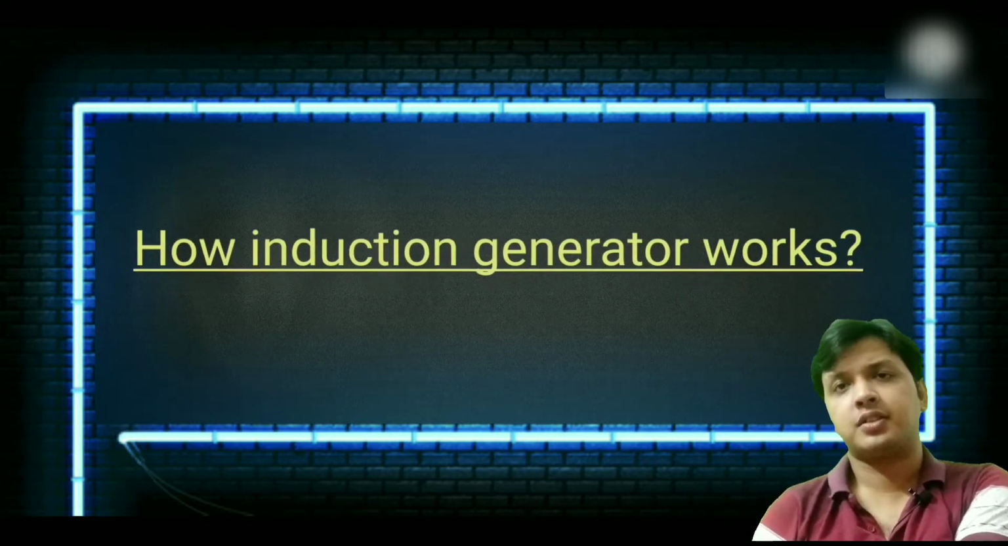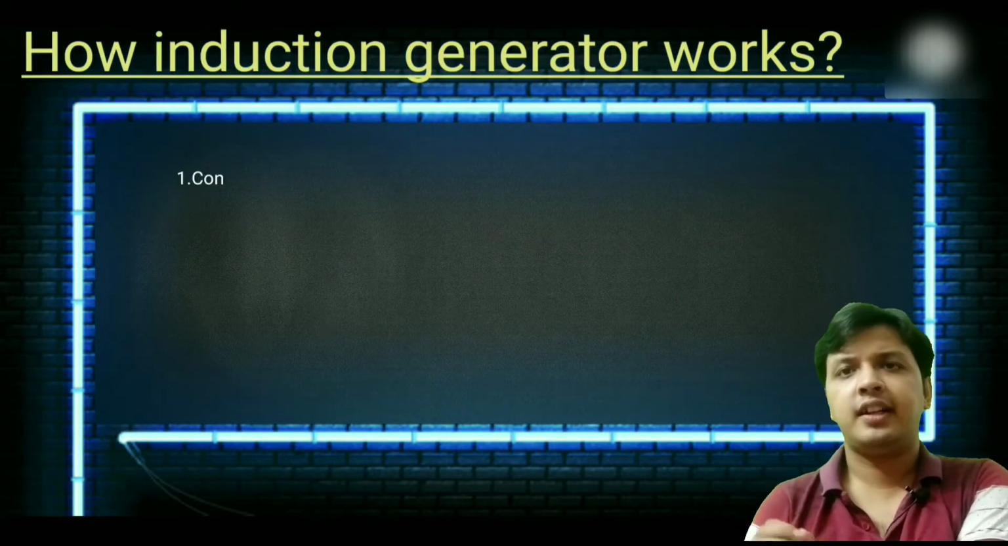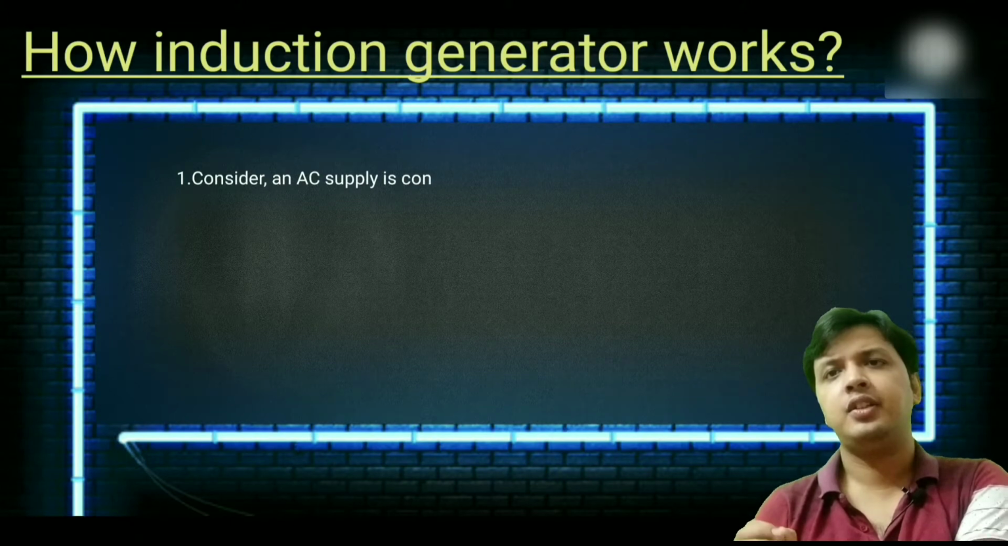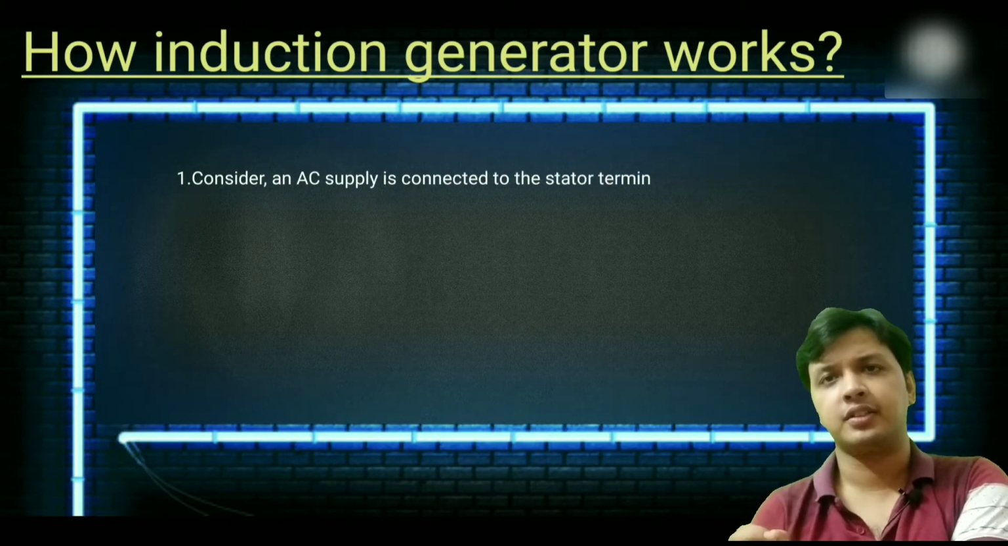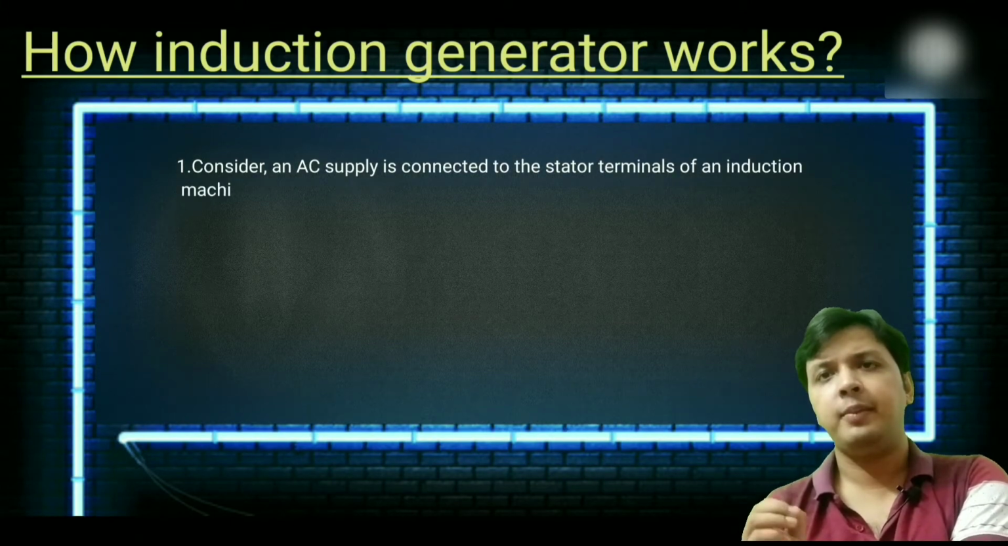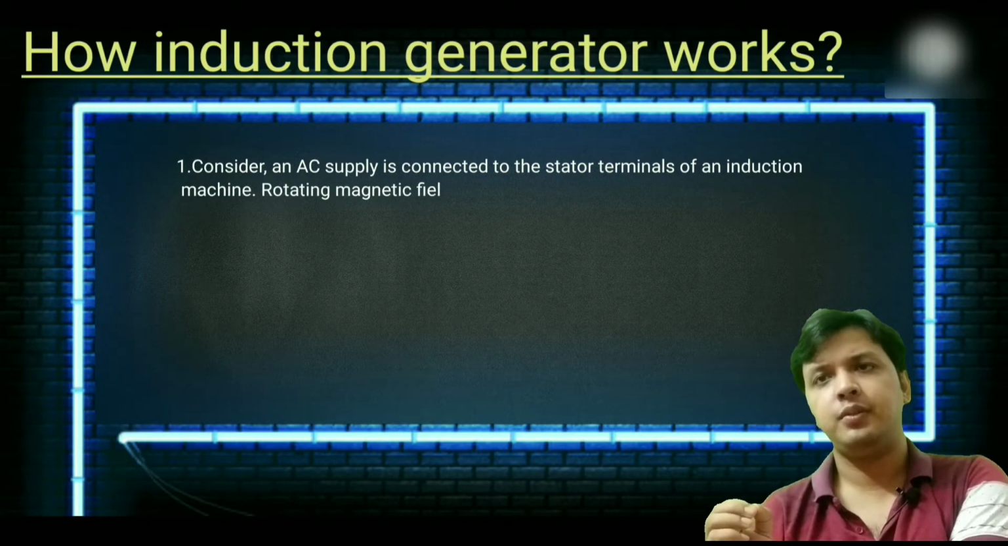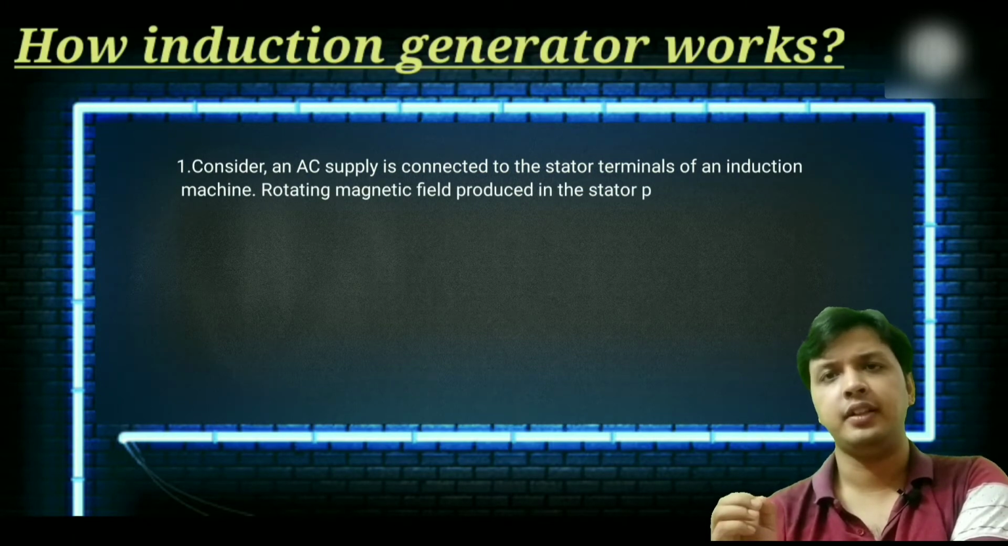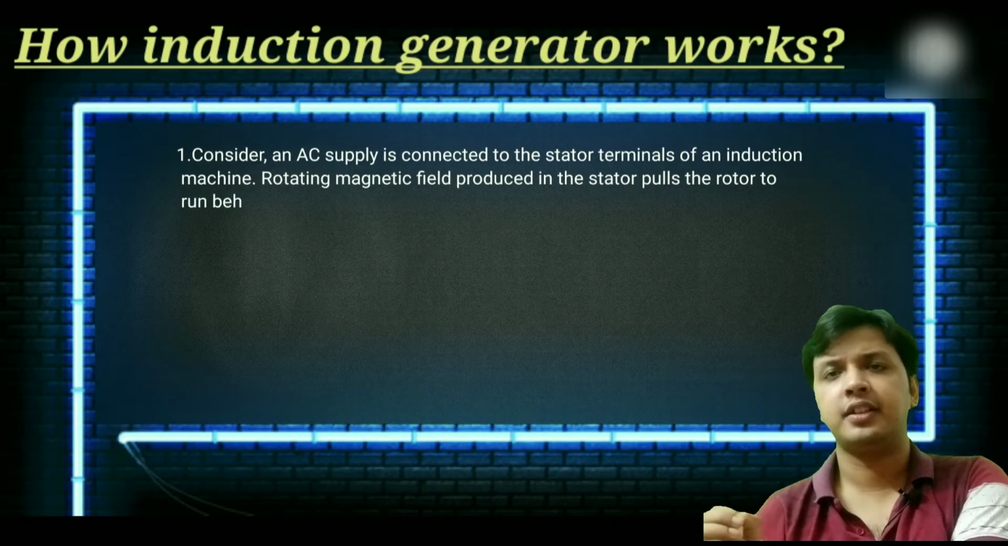Now we will study how an induction generator works. Consider an AC supply connected to the stator terminal of an induction machine. The rotating magnetic field produced in the stator pulls the rotor to run behind it. The machine is acting as a motor.